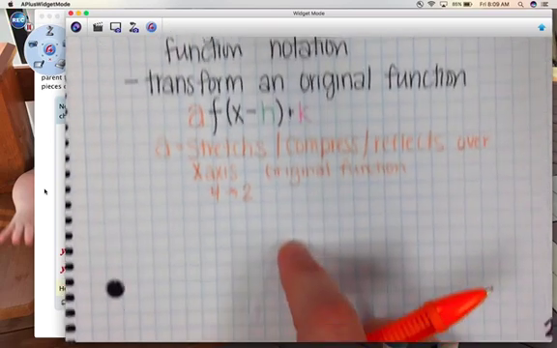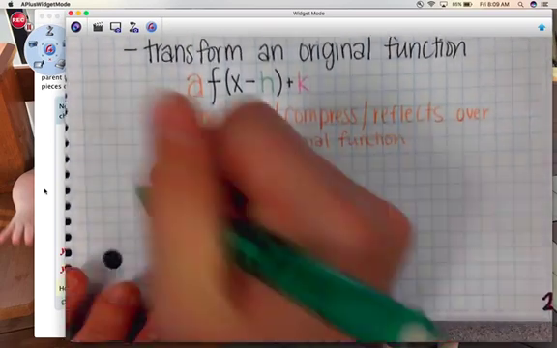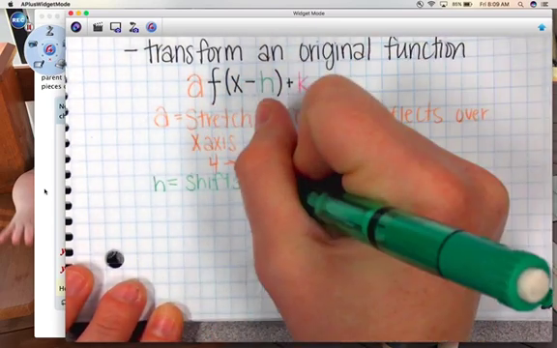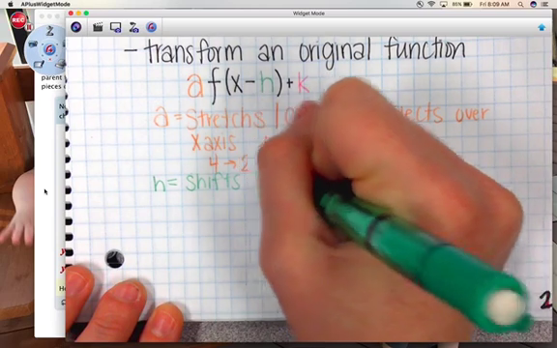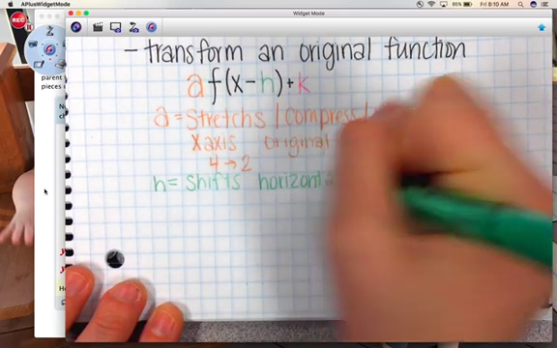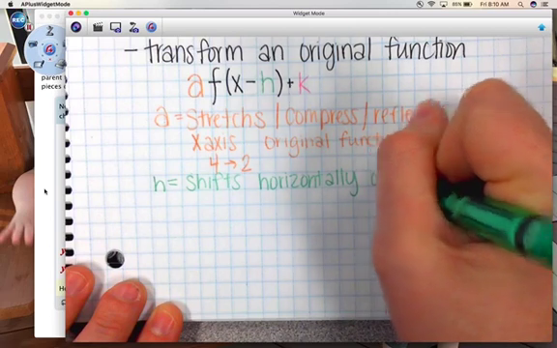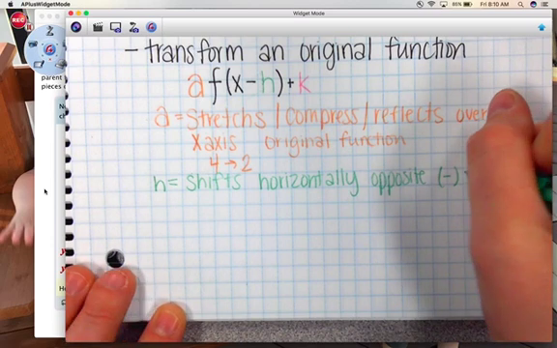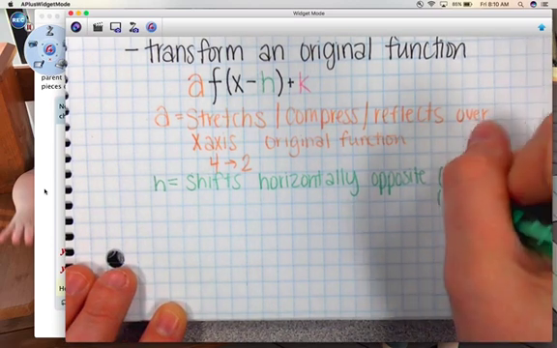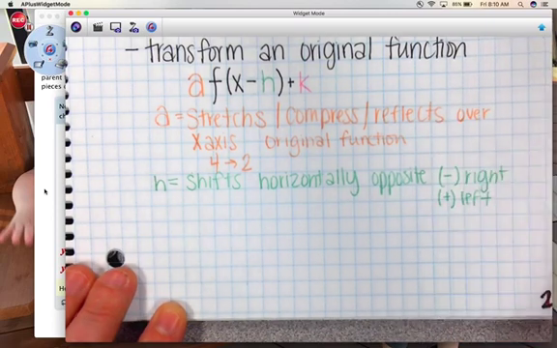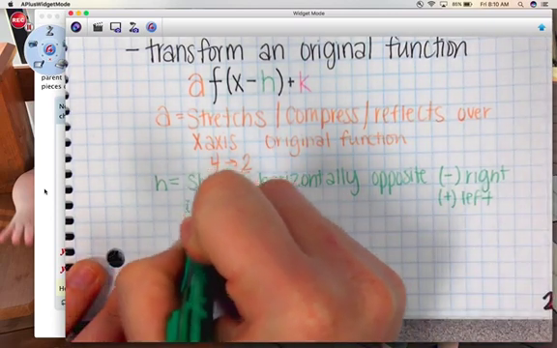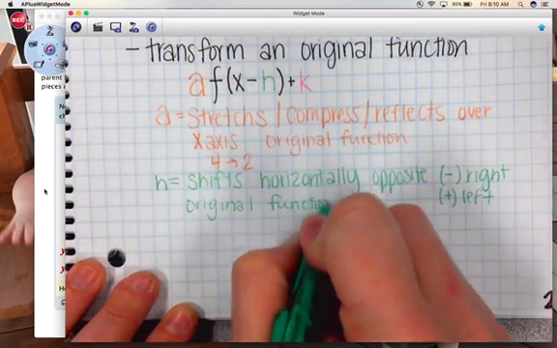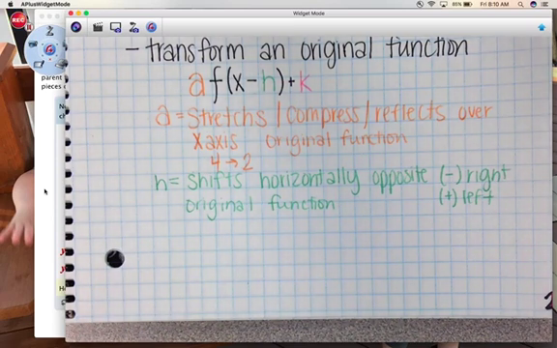Okay. The h value still shifts or translates horizontally. And it's still the opposite, so a negative moves right and a positive moves left. Again, the only difference is that it's to the original function instead of a parent function. It's talking about move the original left or right however much.